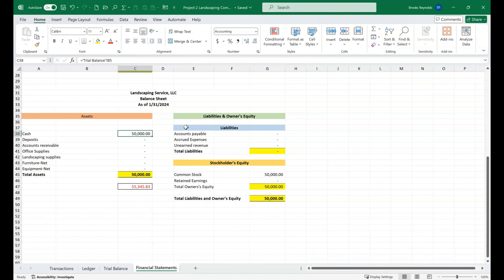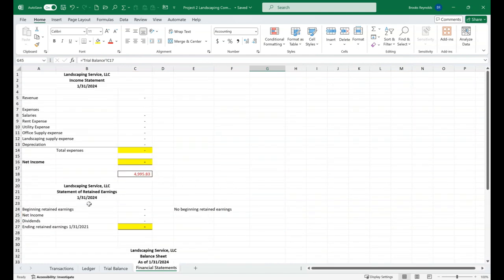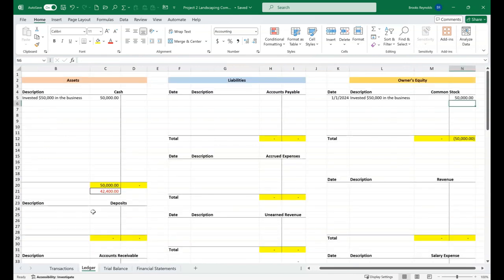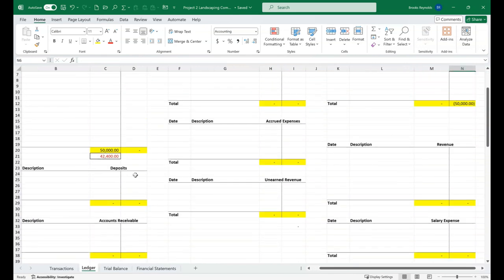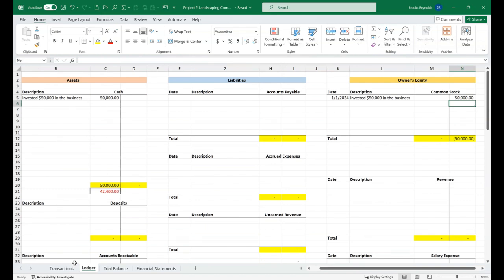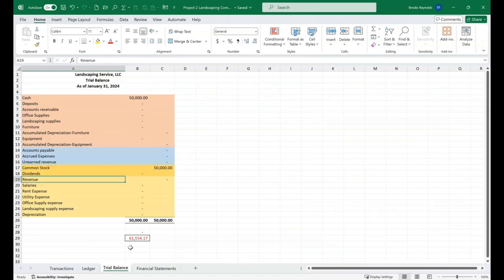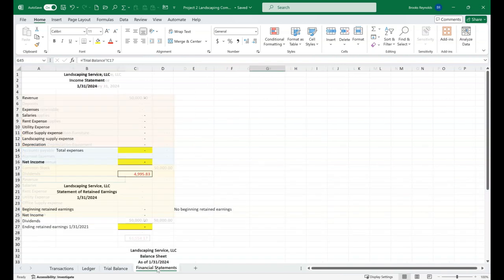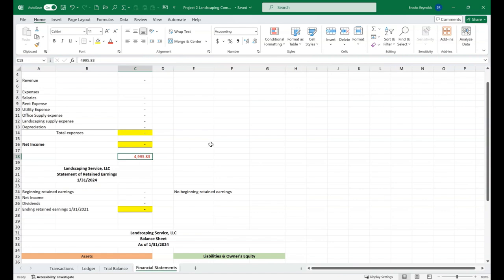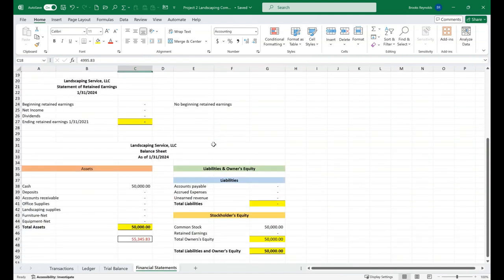So here we're 50,000 in cash, 50,000 in common stock. Now you'll notice that there are some red numbers here. And those red numbers are to give you an idea of whether you are on the right track. So after you've completed all of this, your cash figure should be a debit of 42,400. And debits have to equal credits, and your total debits and your total credits should each equal 61,554.17. And then you have your financial statements. Your net income should be 4,995.83, and your total assets should be 55,345.83.